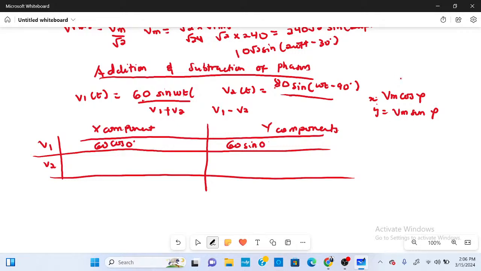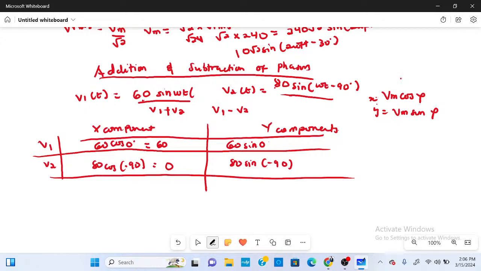Now let me come to v2. I'll have 80, right, cos negative 90. Then here I have 80 sine negative 90. So getting this, you only have to sum up your total x components and sum up your total y components. You know 60 cos 0 is 1, so you have 60. Then you have 80 cos negative 90. Cosine is an even function and cos 90 is 0. So you simply get 0.